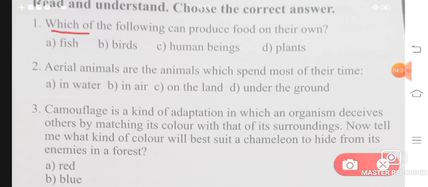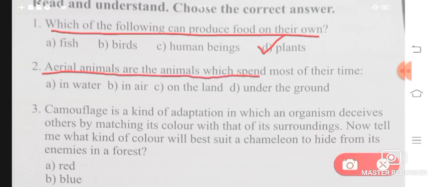Which of the following can produce food on their own? Answer is plants. Number 2. Aerial animals are the animals which spend most of their time in air. Answer is B. Those who spend the most time in the air.